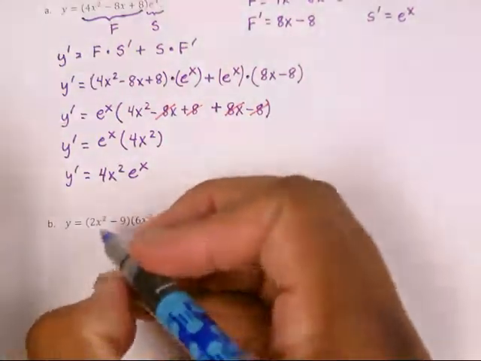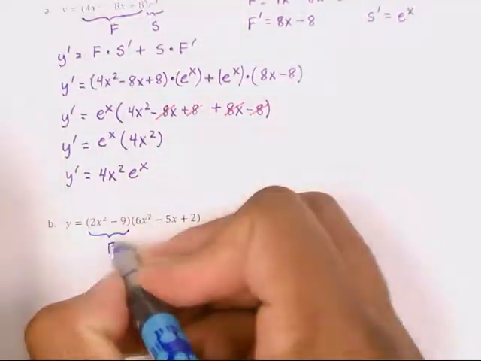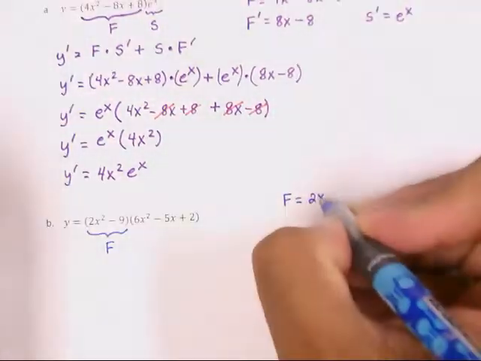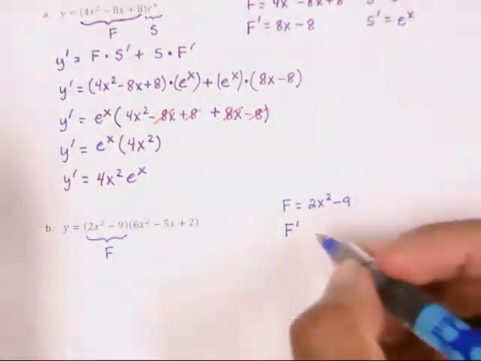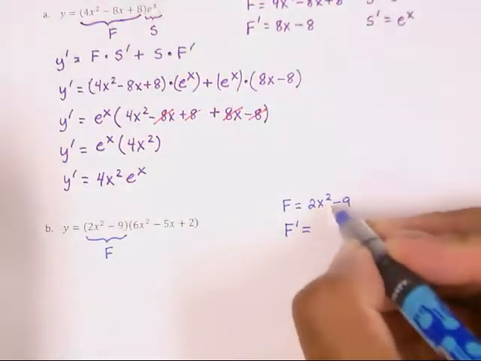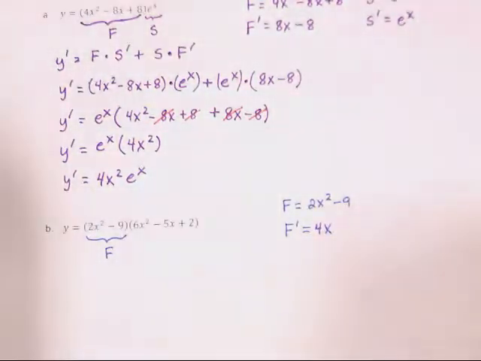Well, here, I'm going to let that 2x squared minus 9 be the first function, so that's what f is. That's going to be the 2x squared minus 9. And I'll go ahead and take the derivative of that first function. So here, f prime, if I take the derivative of 2x squared minus 9, I'm going to end up with 4x.